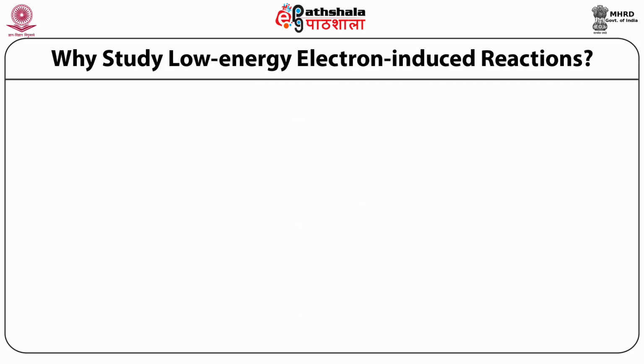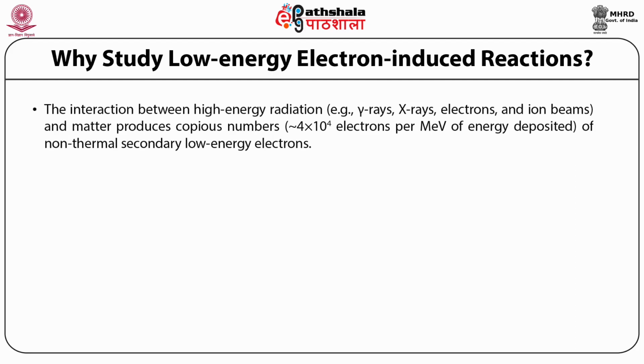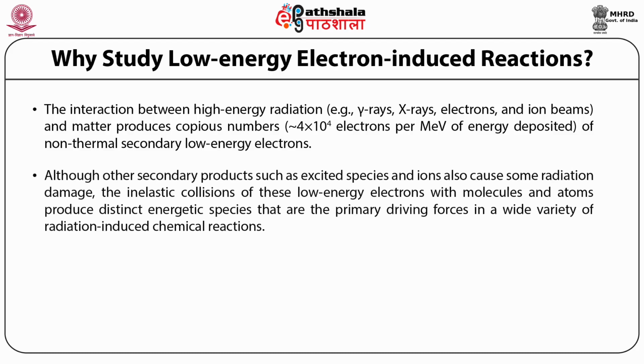Generally, the question arises: why study low energy electron induced reactions? The interaction between high energy radiation, for example gamma rays, X-rays, electrons, and ion beams, and matter produces copious numbers, nearly 4 times 10 to the power 4 electrons per MeV of energy deposited, of non-thermal secondary low energy electrons, although other secondary products such as excited species and ions also cause some radiation damage.